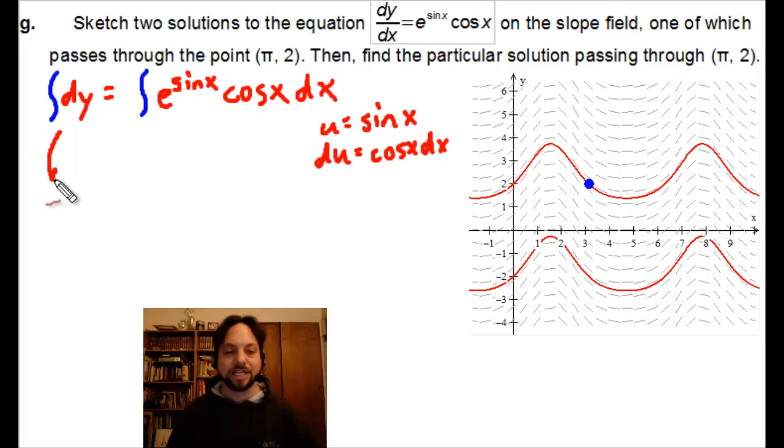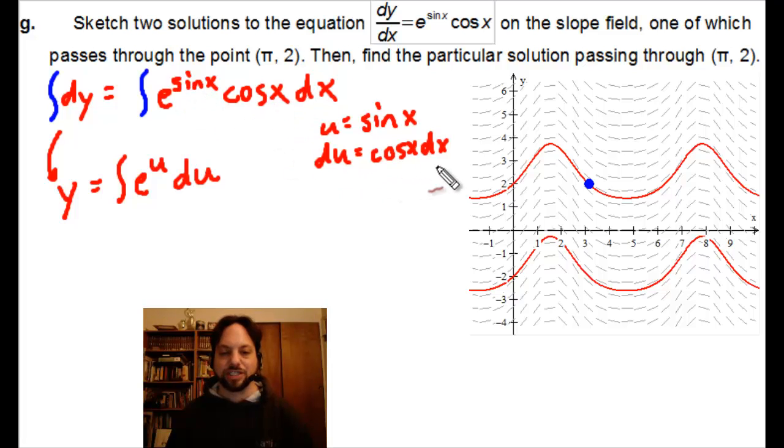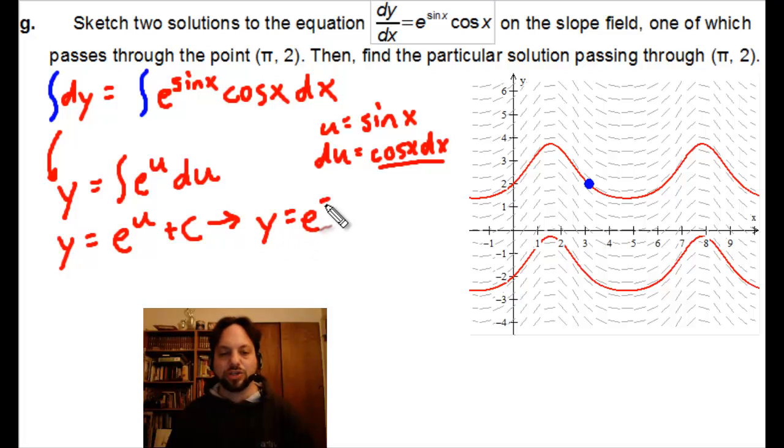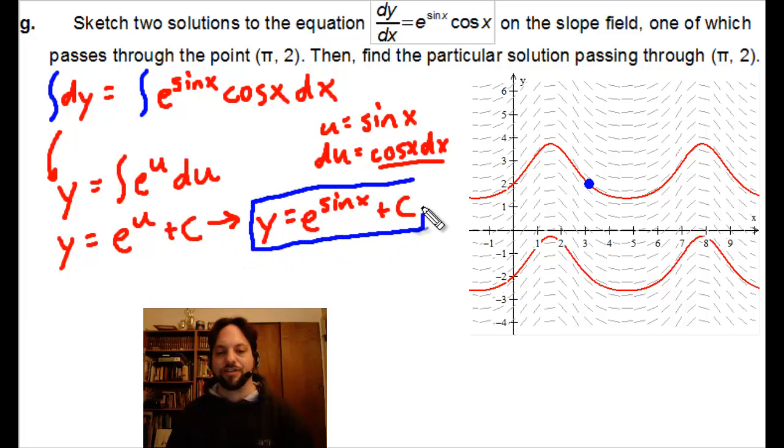So the left side of this integral will simply turn into a y, and the right side of this integral will now be written as e^u du. You see that the exponent is u, and the remainder of this is actually du as it sits. So that's pretty nice. Now we know how to integrate e to the u du. That's just going to give us e^u plus c. Or if we want to unsubstitute, this will simply be y equals e^(sin x) plus c. That is our general solution to this differential equation.